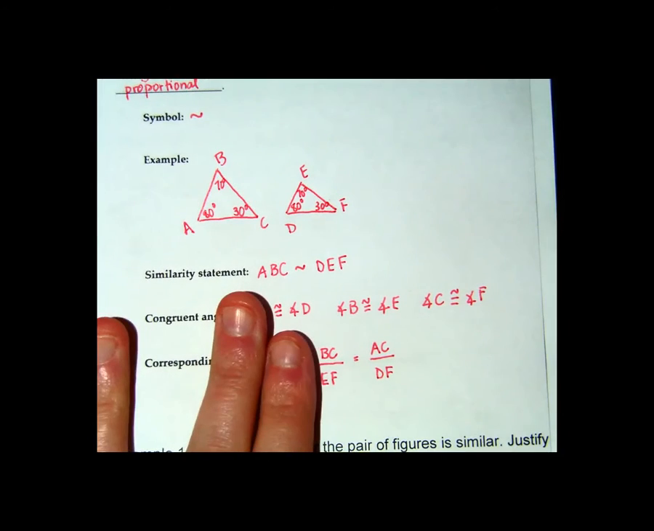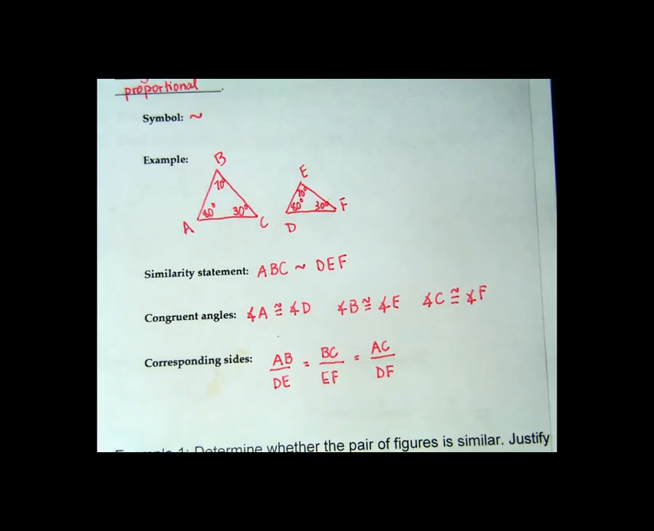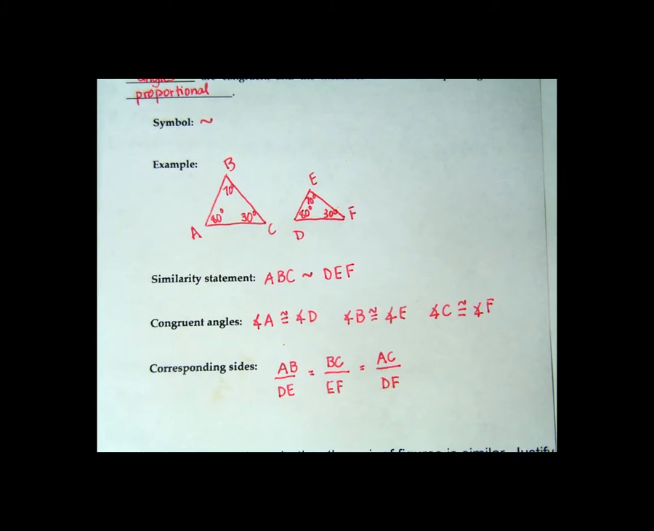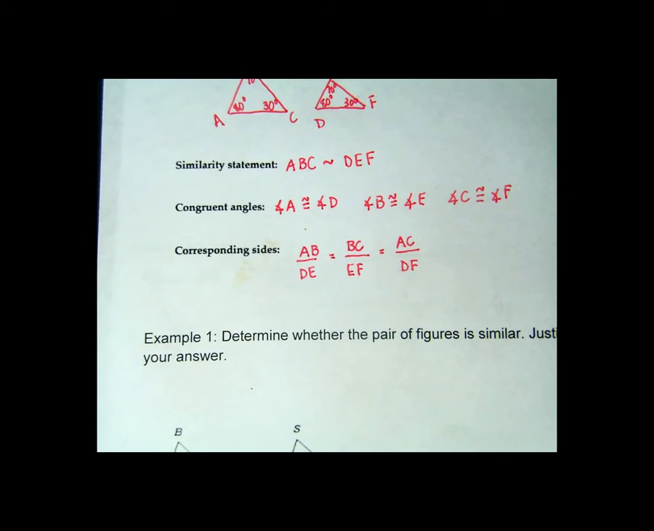Now, if you have just one or two, you also can mix them up. You don't have to have all three in there. But there is an example of two similar triangles. So we're going to look at example 1 to determine whether the pair of figures is actually similar, and we're going to justify our answer.